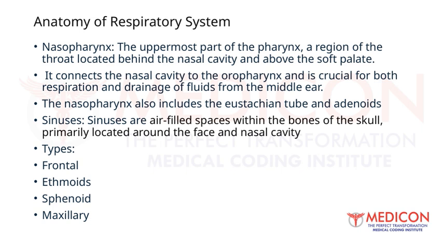They might seem like small cavities, but they have big functions, such as lightening the skull and helping to warm and humidify the air we breathe. The main types of sinuses include the frontal, ethmoids, sphenoid, and maxillary sinuses. Each of these has its own location and role, but collectively, they contribute to our respiratory health and the overall function of the respiratory system. Understanding these structures helps us appreciate how interconnected and complex our respiratory anatomy truly is, which ties into the overall theme of respiratory function and health.